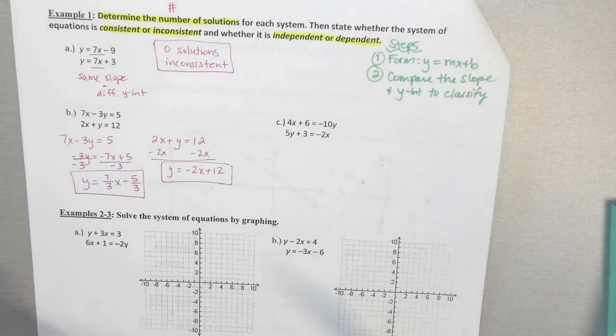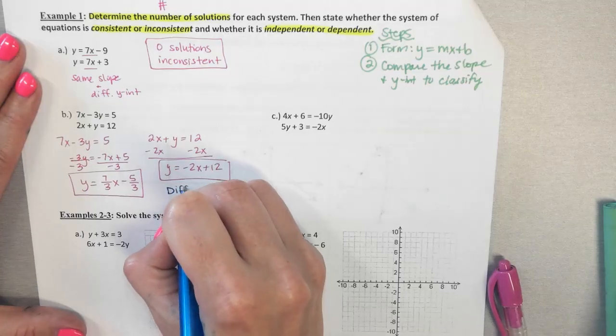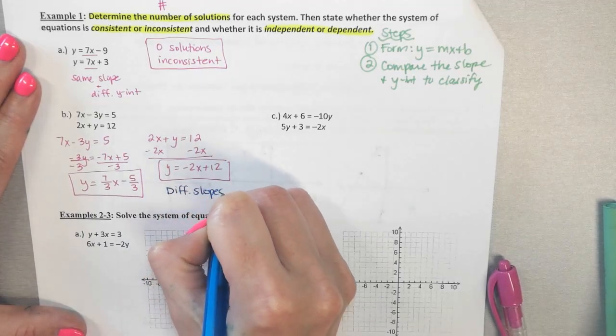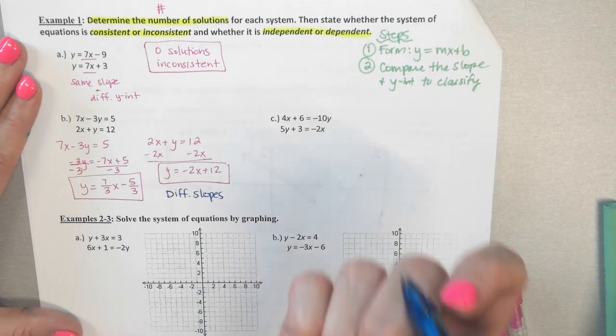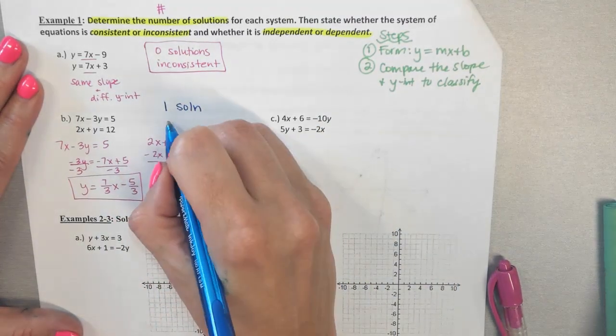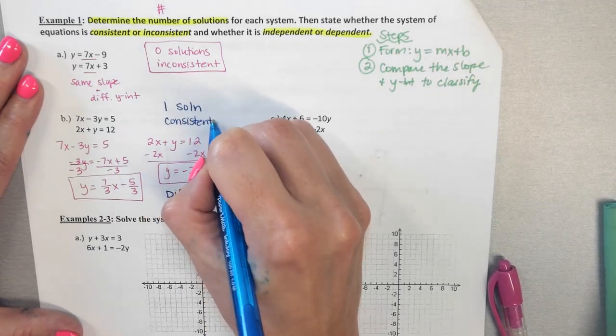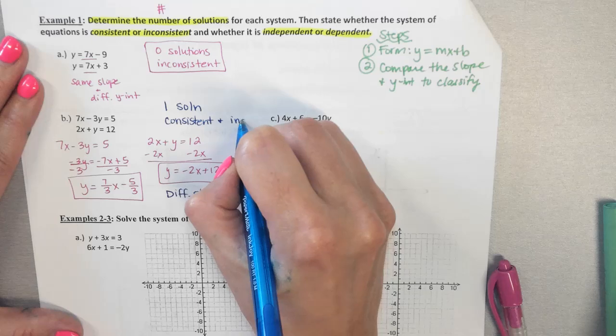Now we can compare. Once you see that the slopes are different, there's only one situation where you have different slopes, and that's where you have one solution. Anytime you have a solution, it's consistent. And if there's one solution, is it independent or dependent? Independent.